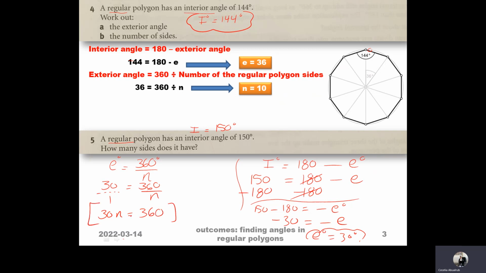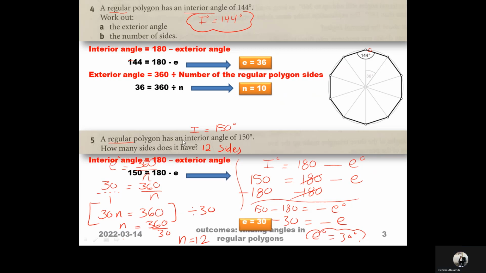We're going to divide all by the coefficient of N. So we're going to divide the left and the right side by 30. So N will be equal to 360 over 30. 360 divided by 30 will come down to 12. So this regular polygon has 12 sides.